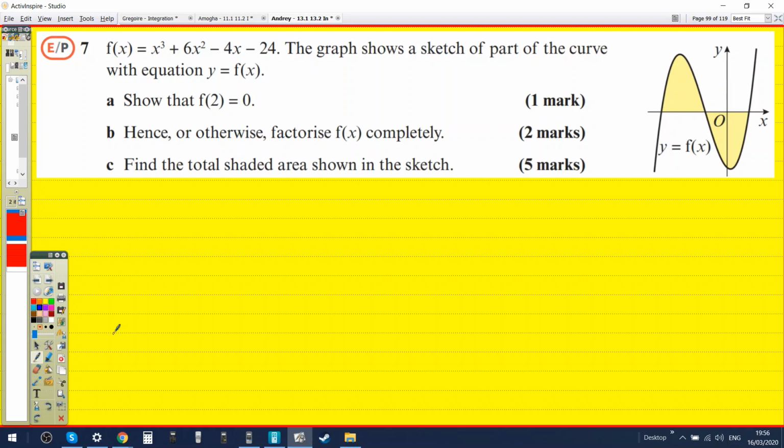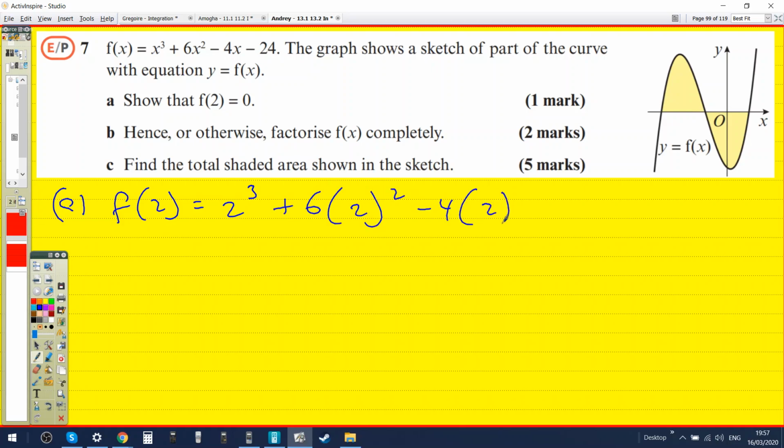Okay. So for A, I just need to put x equals 2 into the equation and it'll be equal to 0. Yep. Right, yeah. And then for B, this is factorise. Oh, so I can just put that into my calculator, can't I? Mm-hmm.